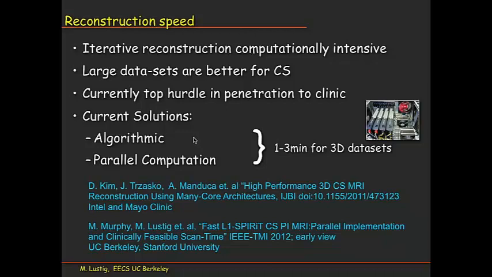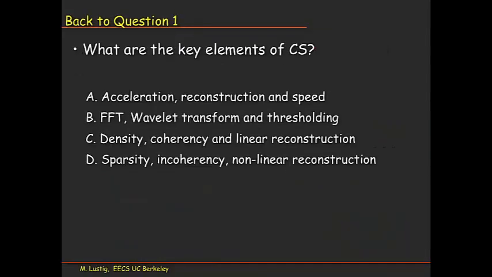Reconstruction speed, there's no way to avoid this. We're going to use iterative reconstruction. It's computationally intensive. Very large data set, that's also where compressed sensing behaves better. So currently I would say that this is the top hurdle in penetration to the clinic. There's current solutions, people try and come up with better algorithms that converge faster, they're more efficient, or just use parallel computation. But ultimately we can get now up to 1 to 3 minutes reconstruction for 3D data sets, which is pretty fast.